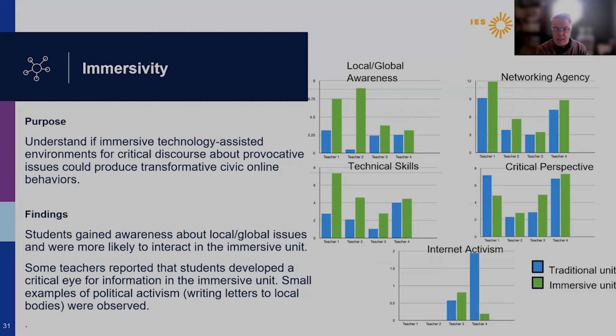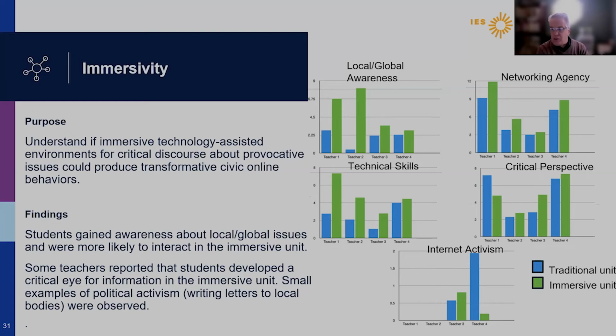These data are based on interviews with all the teachers from last year after each of the units. After the interviews were completed, we developed a coding scheme. The actual teacher utterances were the units of analysis, and this was comparing the first unit to the third unit, so the least immersive to the most immersive.